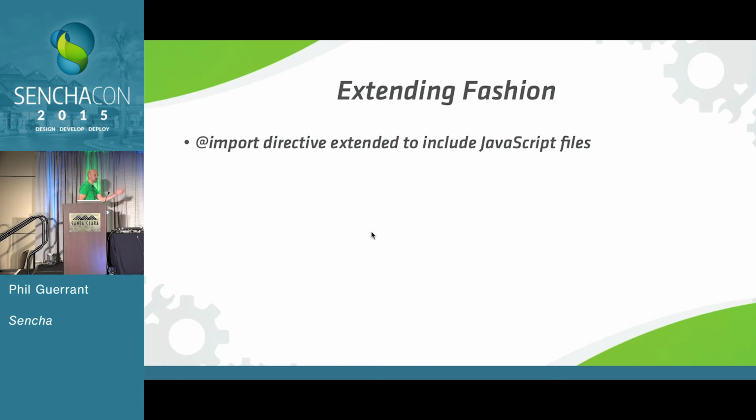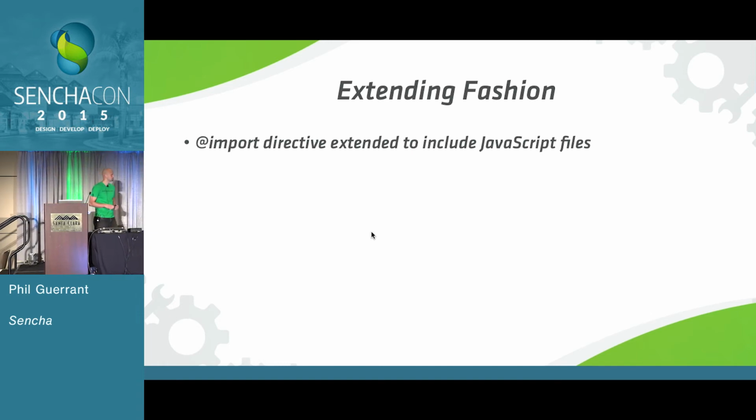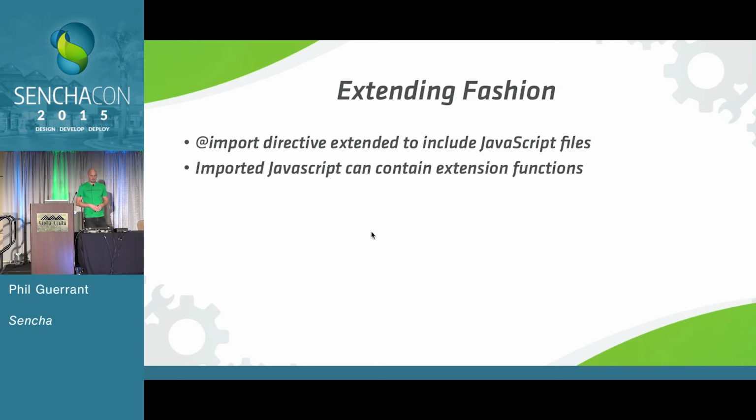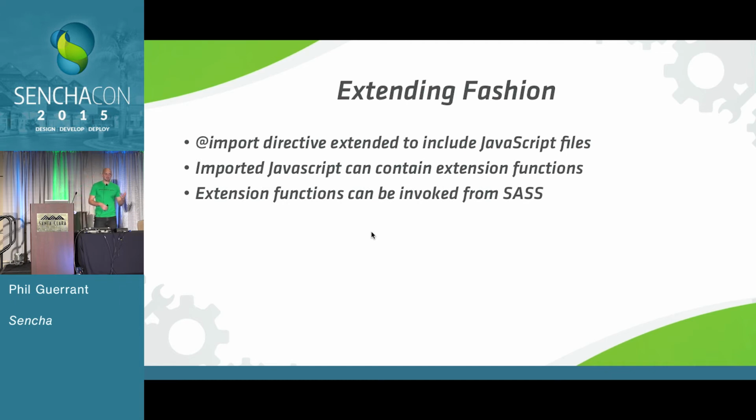So when Fashion encounters an import statement, if the name of the file that's being imported ends in .js, it assumes that it's a file that contains Fashion extensions. And so these extensions are available in scope anywhere from your Sass code. You can invoke them from Sass to return whatever values you're needing.